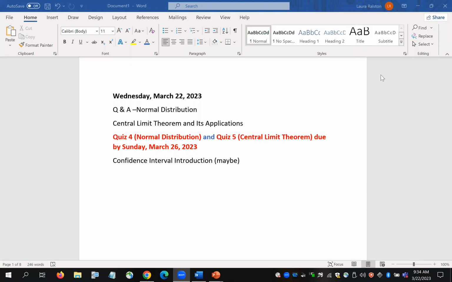Okay, so today is Wednesday, March 22nd of 2023, and I wanted to begin to see if perhaps you have questions related to our discussion on Monday about the normal distribution. I don't know if you've had an opportunity to look at quiz number 4, which is over the normal distribution. I didn't look over the quiz. Okay.